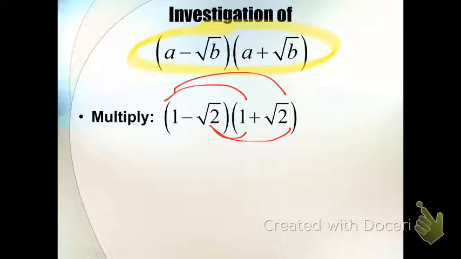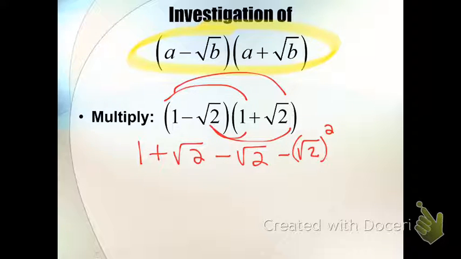1 times 1 is 1. 1 times root 2 is root 2. Negative root 2 times 1 is negative root 2. And negative root 2 times positive root 2 is negative root 2 quantity squared. Now, just like in the last problem, these middle two are like terms. 1 of something minus 1 of something is 0 of that thing, though. So that's 0 root 2, and 0 times root 2 is just 0. So those two terms end up canceling out.